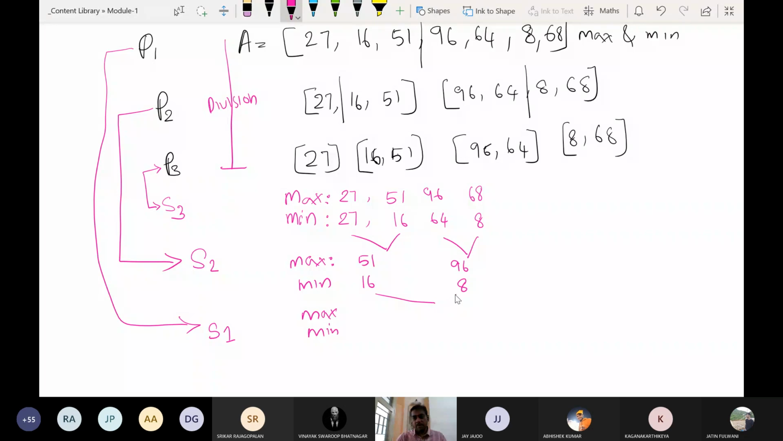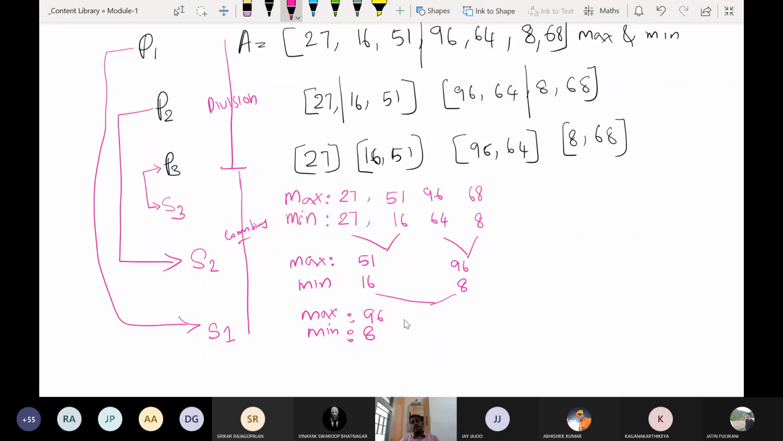So what is this? You have to combine these two. So now you have two maximums here, out of which one is the maximum out of these two? 96 is the maximum and 8 is the minimum, which will be the answer to our original question. So if you check the array, the maximum element is 96 and the minimum element is 8. Now we reached the final solution. Up to this point, it was division, and from this point, it is combining the solutions. Once we reach here, we got the individual maximum and minimum, and this is the final answer.